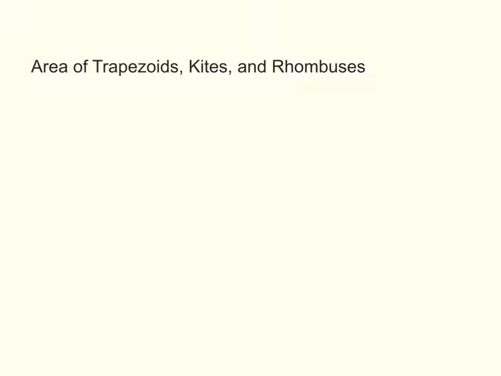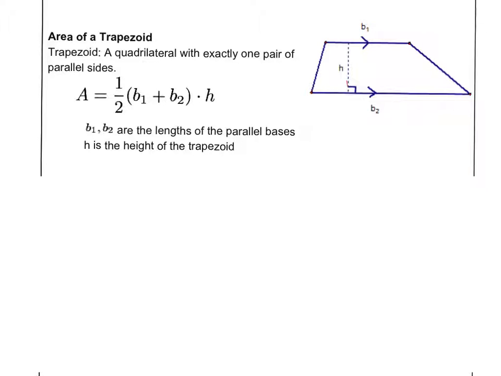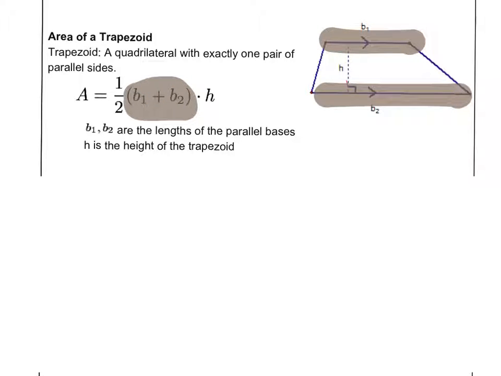In this video, we'll talk about the area of trapezoids, kites, and rhombuses. The first formula we'll encounter is the formula for the area of a trapezoid. This is 1/2 (b1 + b2) times h. b1 and b2 represent the two bases of the trapezoid. The height connects the two bases at a right angle.